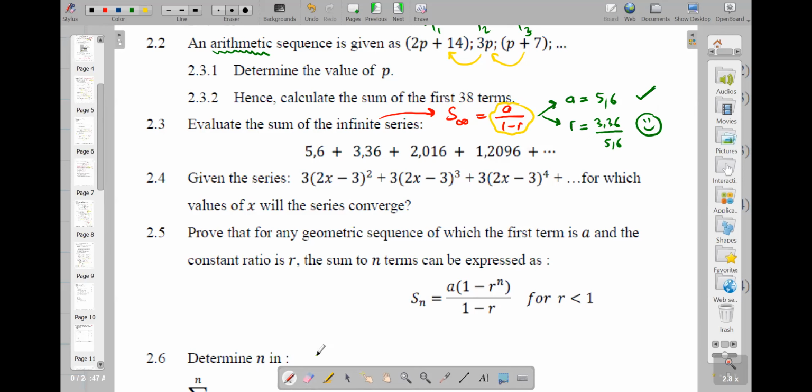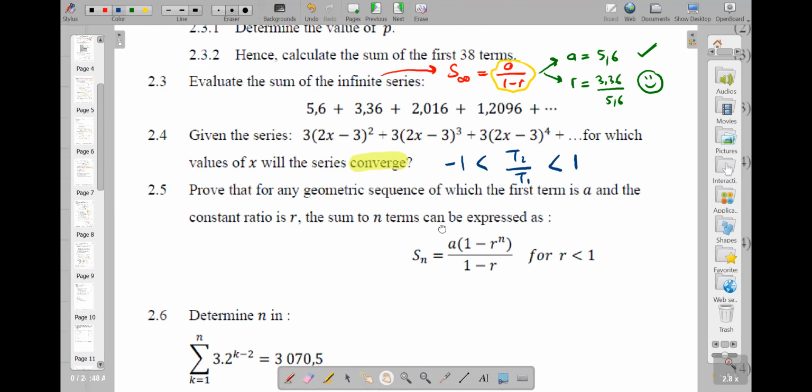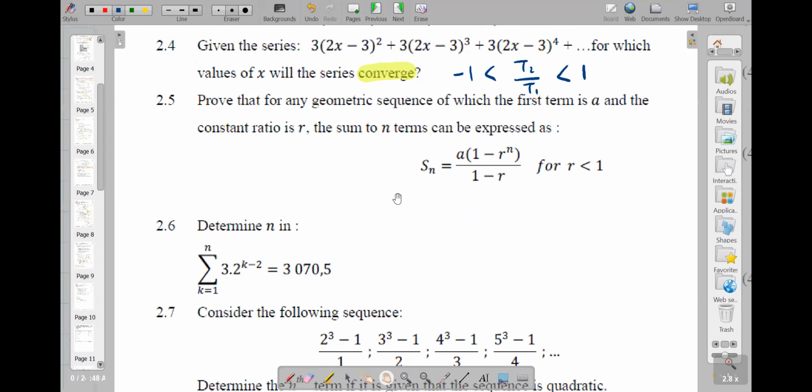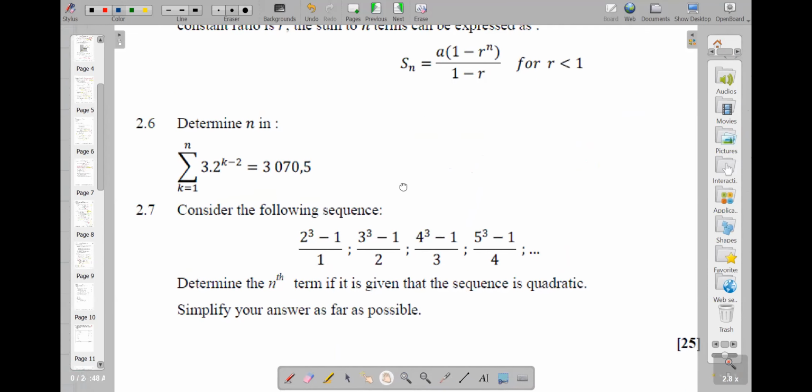And the next question says again, converge. So the same thing, I can skip this question, but the idea is going to be T2 over T1, which is R, must be in between -1 and 1. So that's how you can solve this 2.4 question. And the proof question, we have done it in the previous session yesterday. So you can just go through how to prove. There are two proofs they may ask. Remember, the arithmetic sequence sum and the geometric sequence sum. Just please go through them. It's possible, it can be asked, yes.